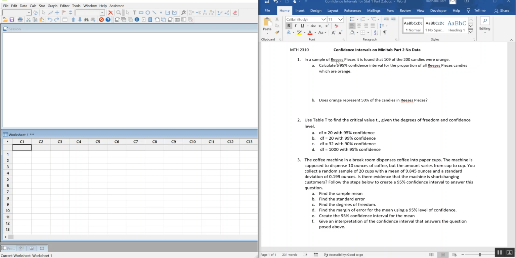Okay, let's talk about candy, because that's where we all want to be. Suppose we're looking at a sample of Reese's Pieces candies, and we found that 109 of them out of 200 were orange. In case you didn't know, even any candy that has multiple colors usually isn't an equal amount of colors in their candy selection.